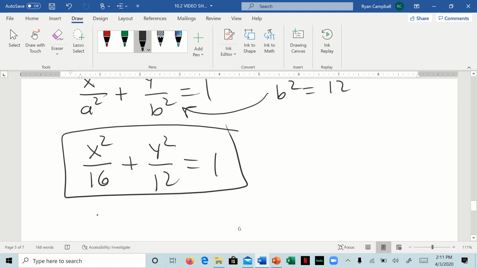And we can double check, right? We know that the bigger number should be under the x, and it is. So probably did it right.